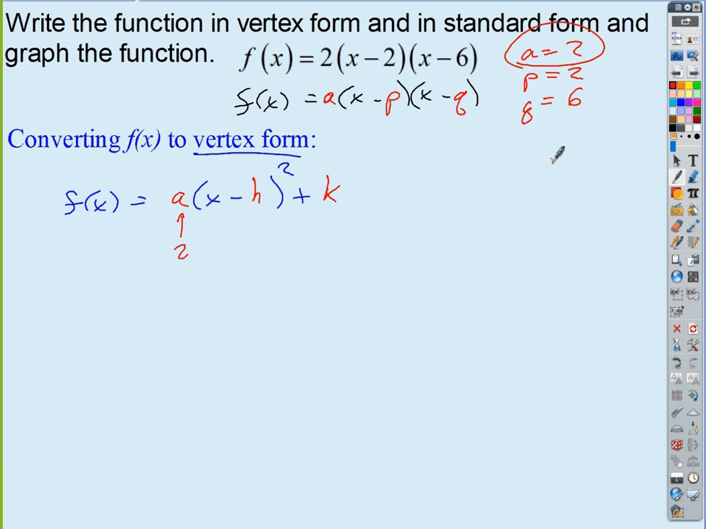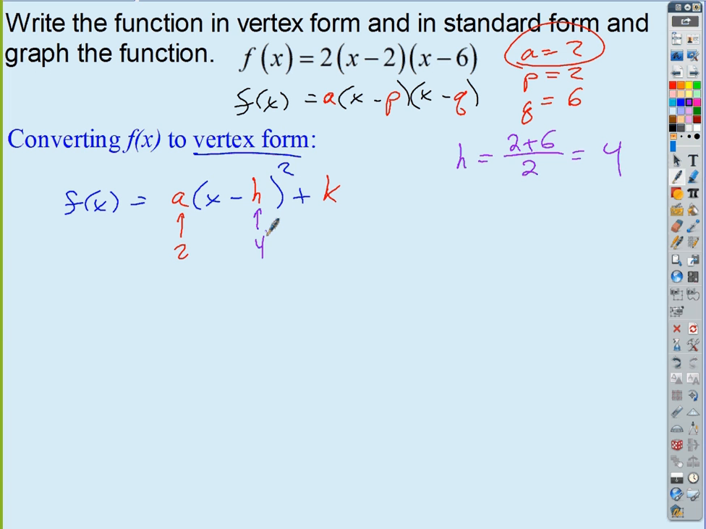If P is 2 and Q is 6, how do I find H? Add them and divide by 2. I'm gonna average them to get the middle value. So I'm gonna get 2 plus 6 over 2. Well, that's 8 over 2, which is what? 4. Which makes sense. That's halfway between 2 and 6, isn't it? Right? So we get H is 4.